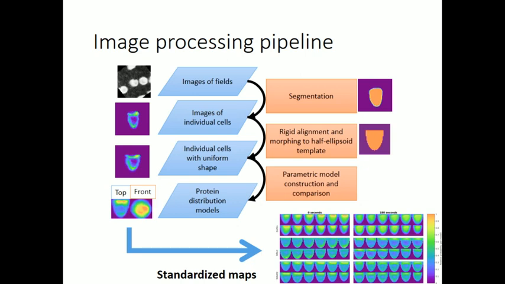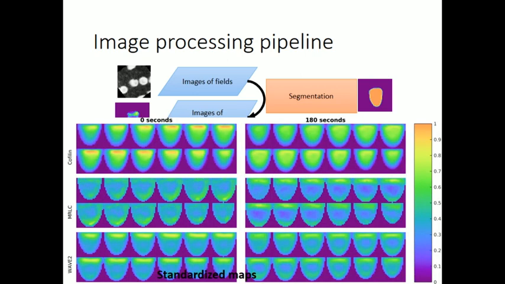And so what that means is that all of the frames of all of the cells get aligned to this half ellipsoid such that we can average them all together and get an average map of the distribution of a particular protein within the cell. These are 3D movies, and these are showing examples of this for three different proteins. These are shown a little bit larger here, and each protein is shown in a different row, and these are different slices through the 3D image.